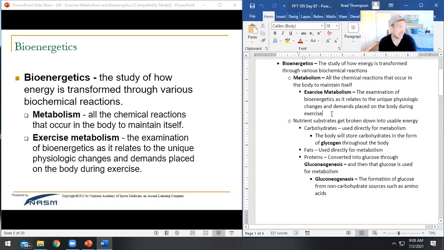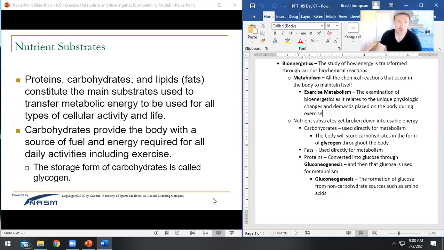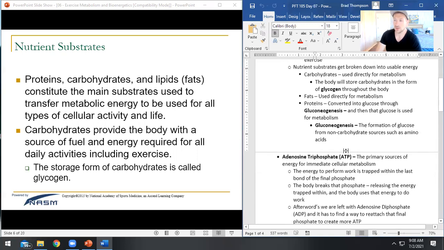Like your red blood cell production is part of your regular metabolism. But producing red blood cells isn't part of exercise, although it is sort of a byproduct sometimes. So looking at this, if we're going to talk about producing energy, we have to talk about where we're getting that energy from. And we're going to get our energy from our nutrient substrates, which is the small versions of nutrients that we consume every day, right?